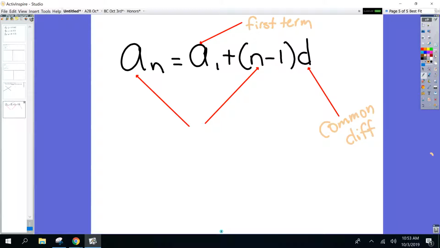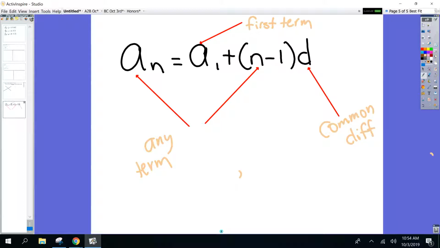A sub n is any term in the sequence. The 12th term, the 13th term, the 100th term. Plug it in. Okay? That's any term in the sequence. N is its position in the sequence. So let's say I plug the 4th term in here. I'm plugging in a 4 here. If I plug the 20th term in here, I'm plugging in a 20.